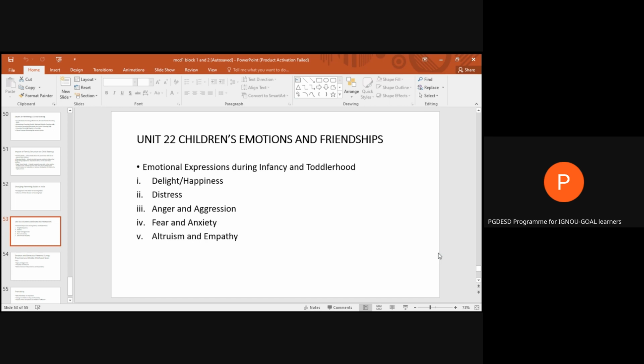Children's emotions and friendship. If the parents give proper attention, proper love and care, the child will definitely feel happy and more secure. When the child does not get proper attention, proper nutrition, proper care, they feel distress. So the caregiver has an important role.